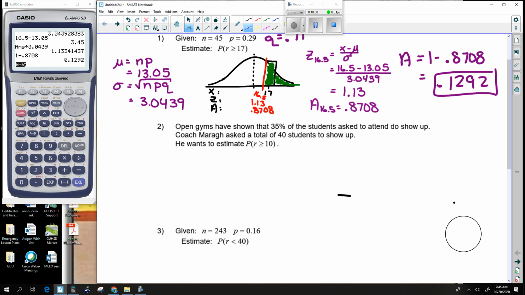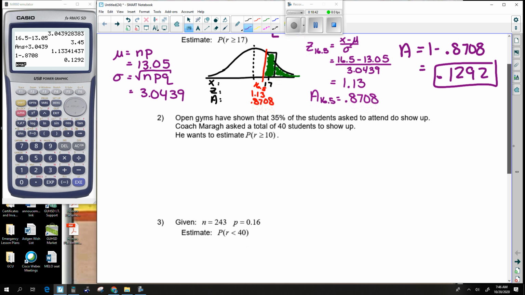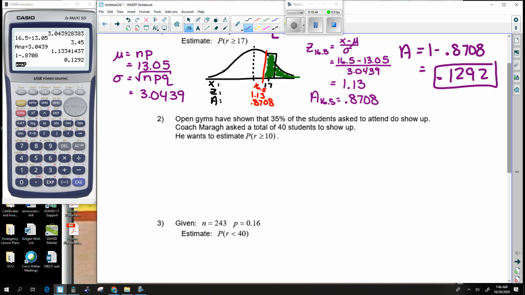Okay, a lot of stuff there. Hopefully you start to get the hang of it here a little bit. Okay, let's take a look at number 2 here.